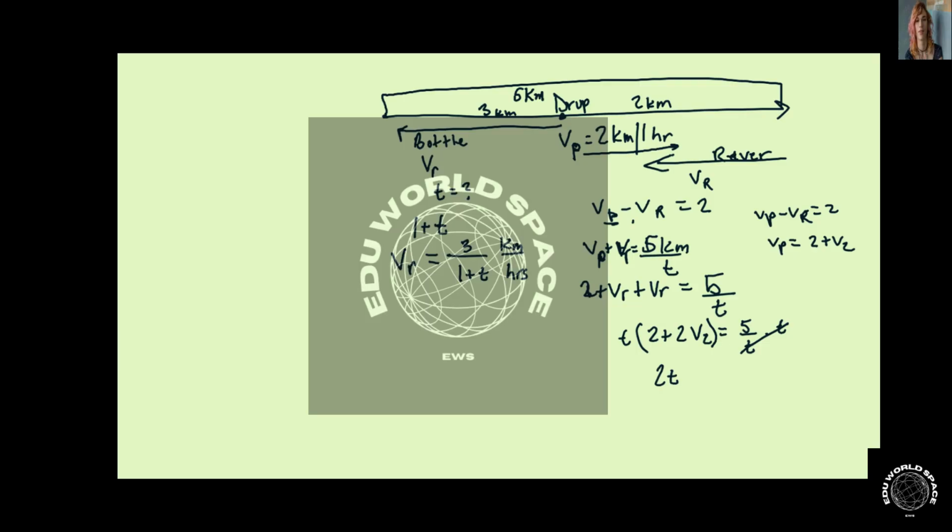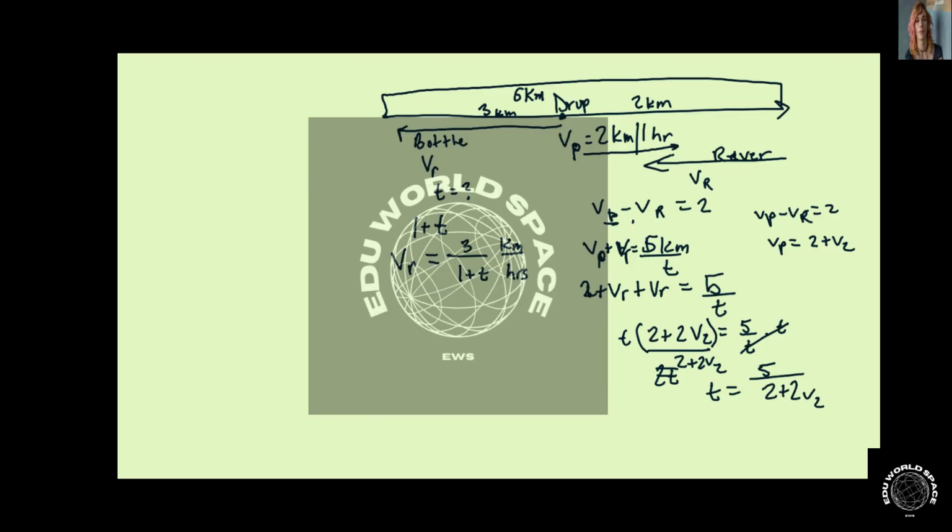Actually, that will not be necessary. Don't need to do that distribution, because if we're solving for T, we're just going to divide by this, giving us T equal to 5 over 2 plus 2 VR.